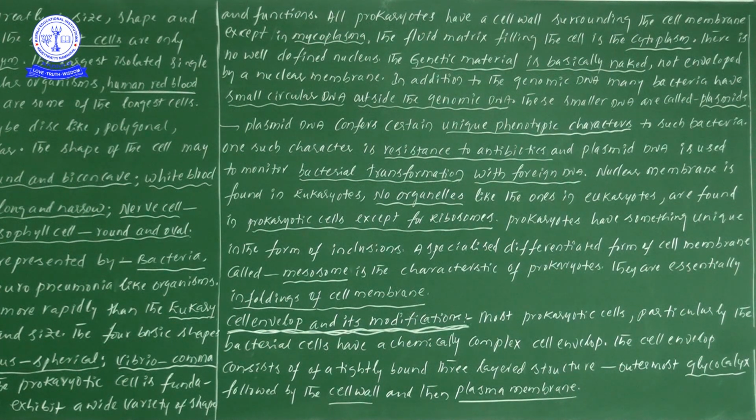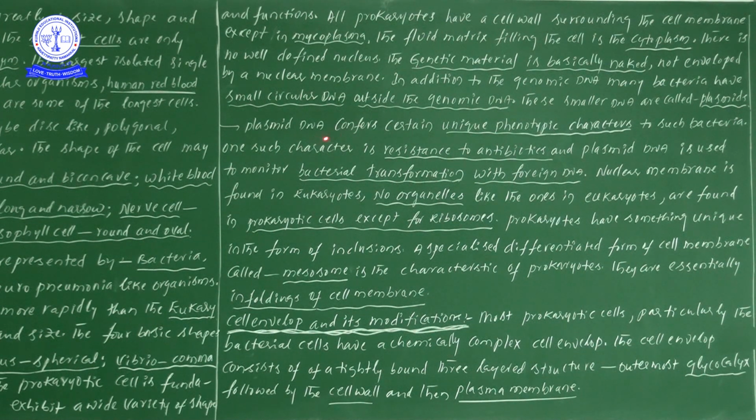So the plasmid we will be considering as extra chromosomal genetic material. Already one is there, and the next one is extra. That's why we take it as extra. Now here one more important point: this extra chromosomal circular DNA only we will be taking as plasmid.